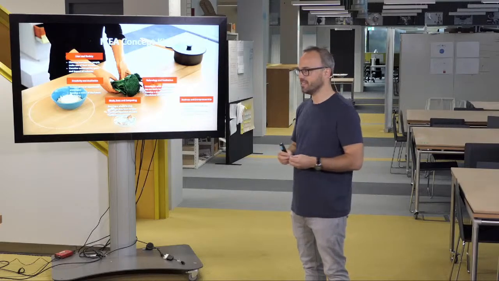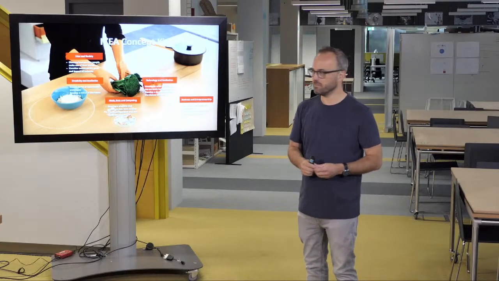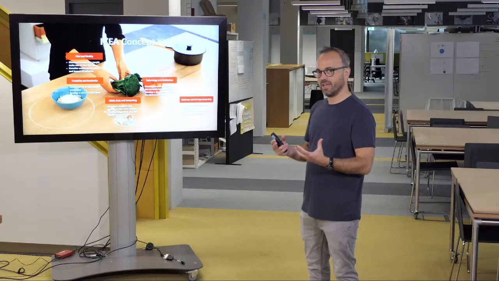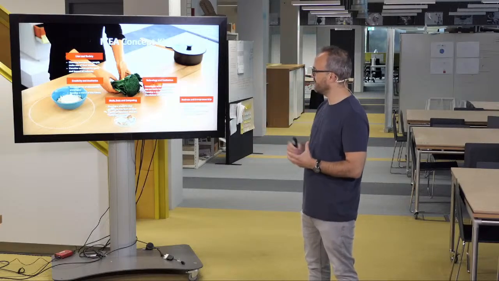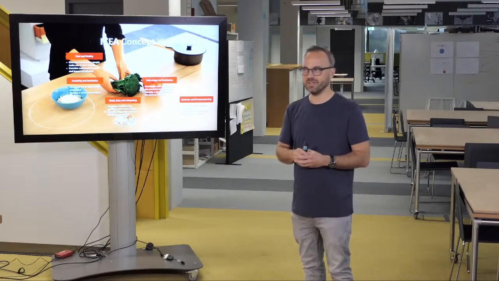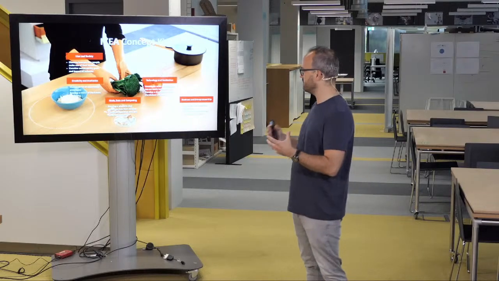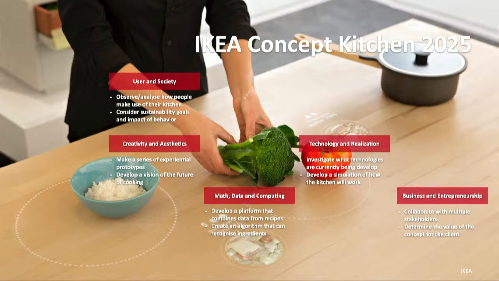Also, for math, data, and computing, it required knowledge about platforms that combine data from different pools of information. How can recipes and ingredients be combined? And what algorithms, for example, can we use to recognize the ingredients that are placed on a table? So it's not just about recognizing a green object and saying this is broccoli, but perhaps also the shapes need to be identified and some other elements or the weight, and all these different data streams need to be used in order to create algorithms that recognize the objects that are placed on the table.